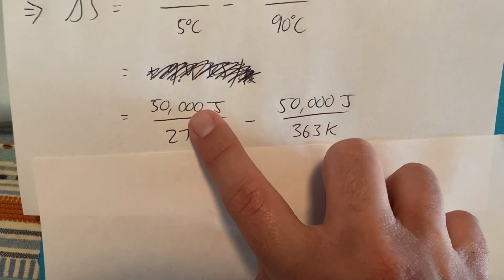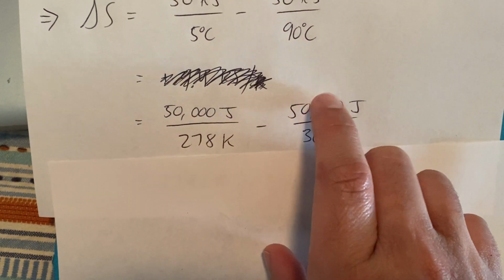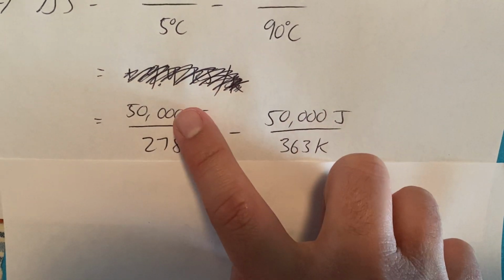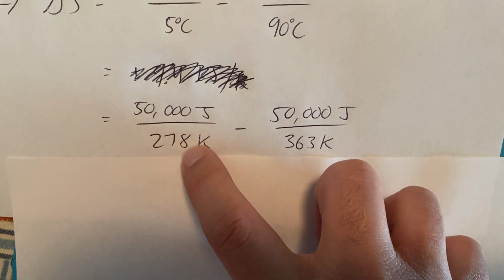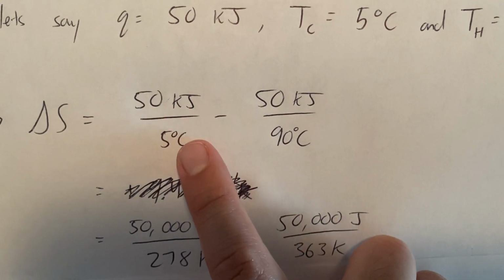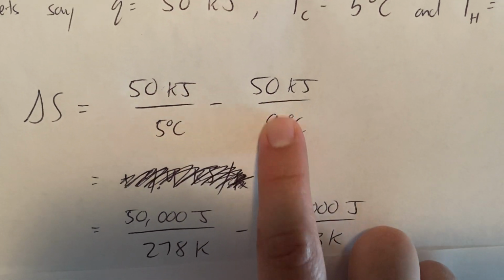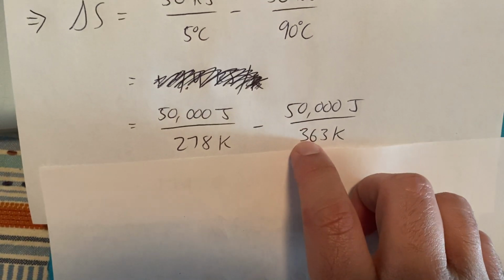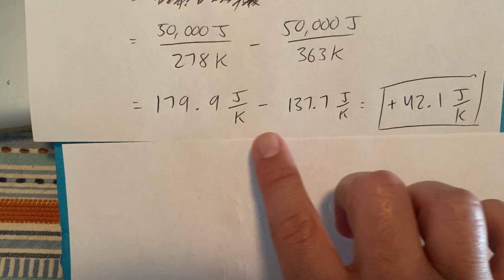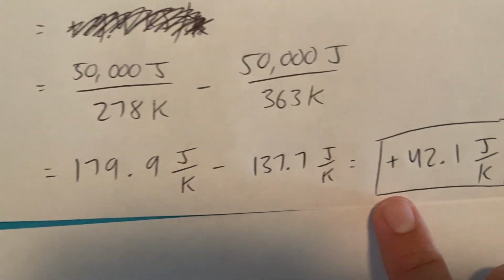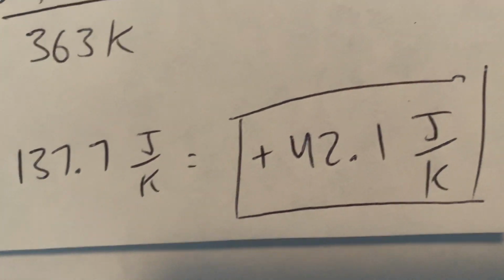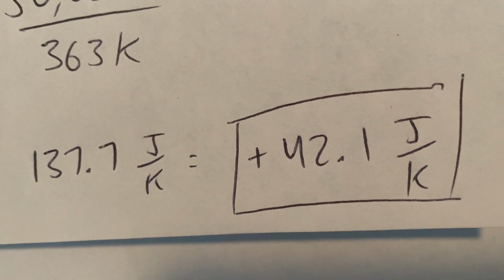So we can tell this is going to be a bigger number than this, because it's the same numerator. It's 50,000 on the top, 50,000 on the top. It's the same numerator, but this is a smaller denominator. This is a bigger denominator, right? Even looking at this here, of the 5, you can tell this is going to be 10. This is going to be something less than 10, right? Same thing here. So let's see what we get. I get 179.9 joules per Kelvin minus 137.7 joules per Kelvin. So the overall change in entropy here is positive 42.1 joules per Kelvin.